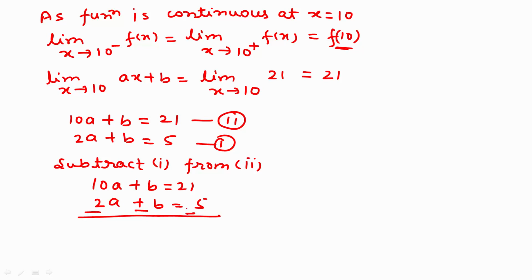Minus, minus and minus will be cancelled out. 10a minus 2a is 8a and 21 minus 5 is 16. So a is equal to 2. The value of a is equal to 2.